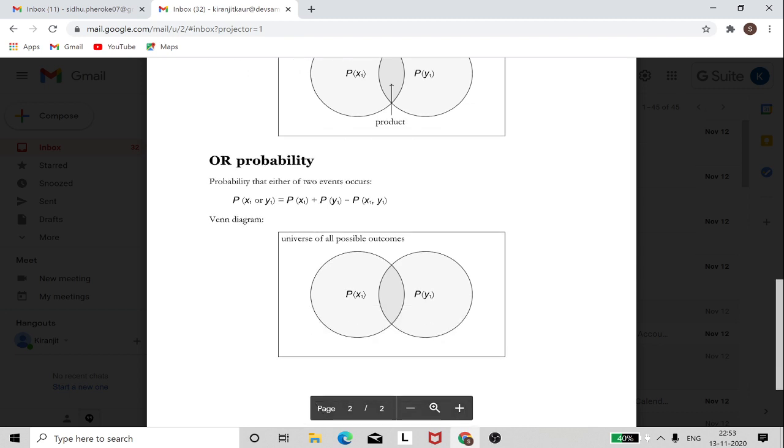So probability of x1 or y1 is equal to probability of x1 plus probability of y1 minus probability of x1 y1, that is their product. So that is all about joint probabilities.